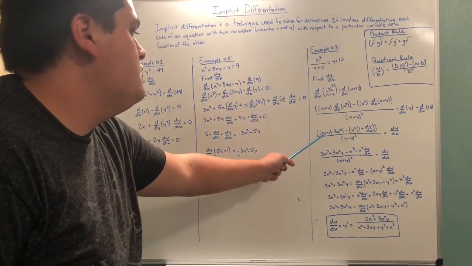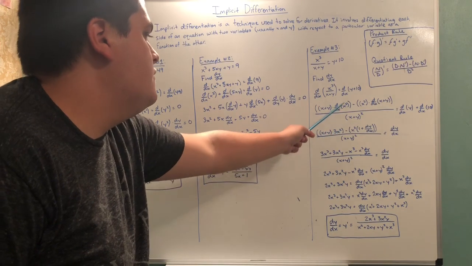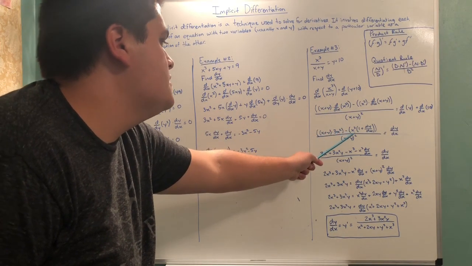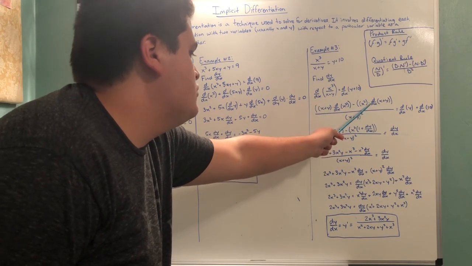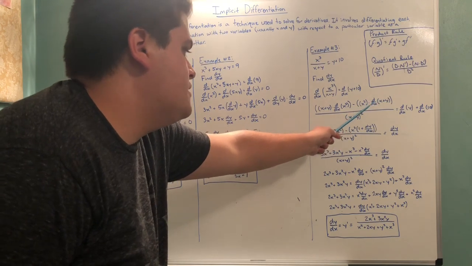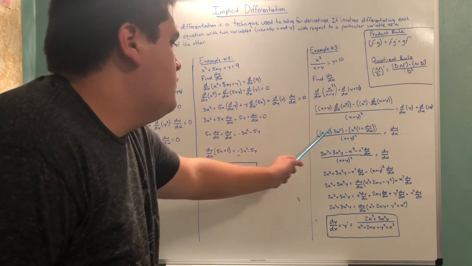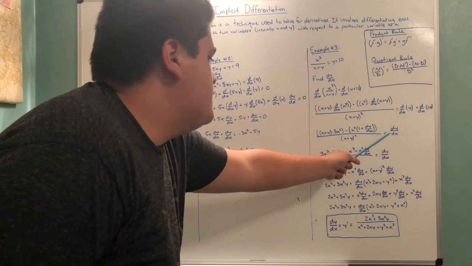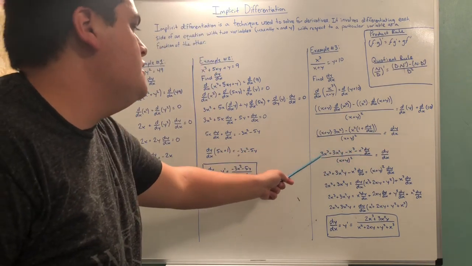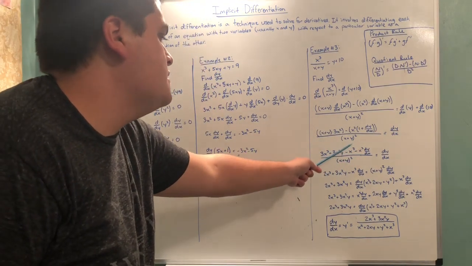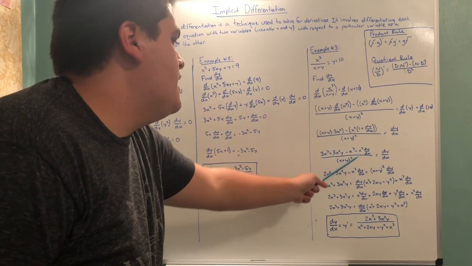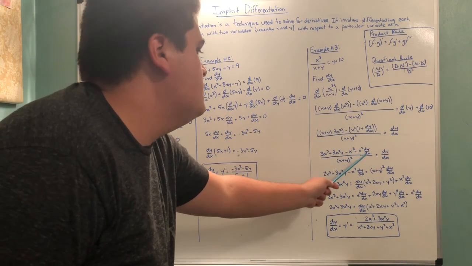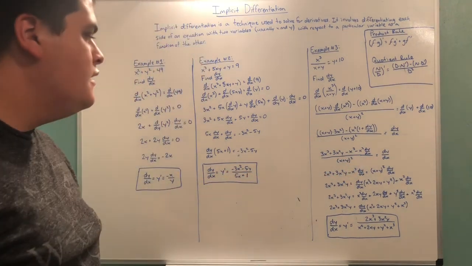So now we have (x plus y) times 3x squared, the derivative of x cubed, minus x cubed times (1 plus dy/dx). The derivative of x with respect to x is just 1. All over (x plus y) squared is equal to dy/dx. Now we have 3x cubed plus 3x squared y minus x cubed dy/dx, over (x plus y) squared, is equal to dy/dx.